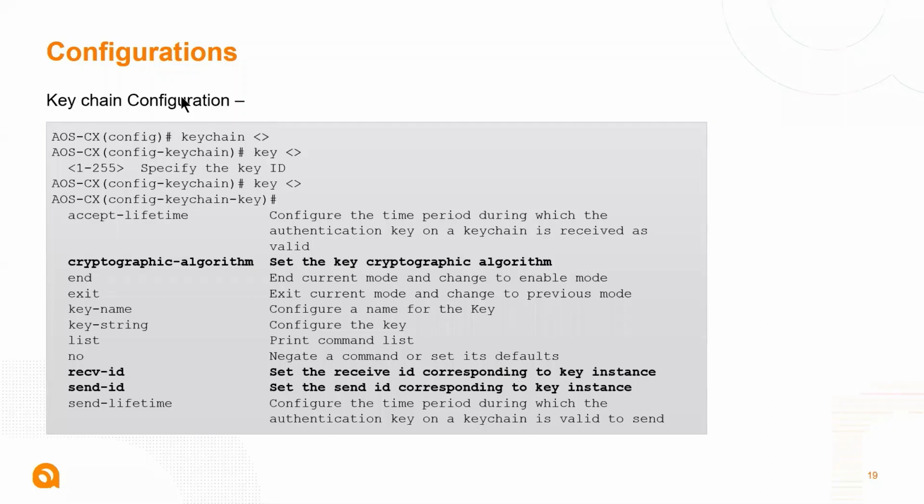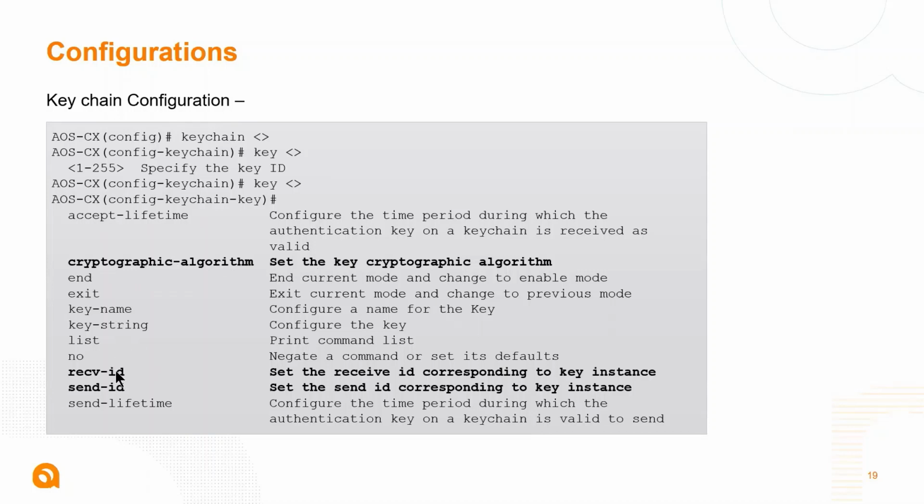Let's jump into the configurations. First comes the keychain configurations. So these are the configurations that are available in the switches already. The highlighted ones are the new ones added as part of BGP TCP AO. So first comes the keychain. Then we have to go to the key and specify the key ID. Inside the key ID, we will have an option to configure the cryptographic algorithm to be used for BGP TCP AO.